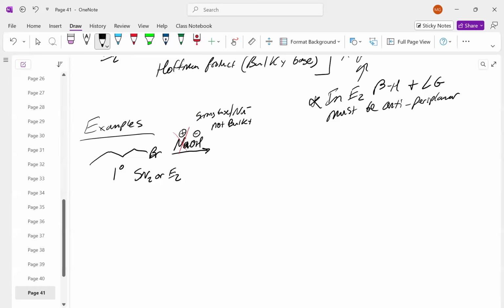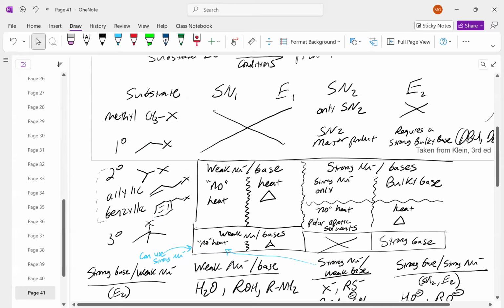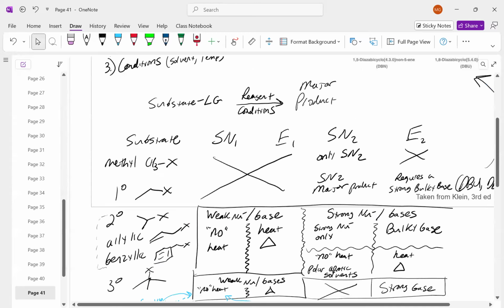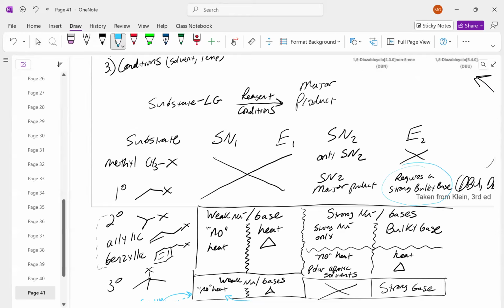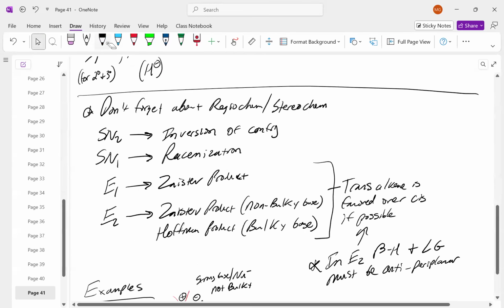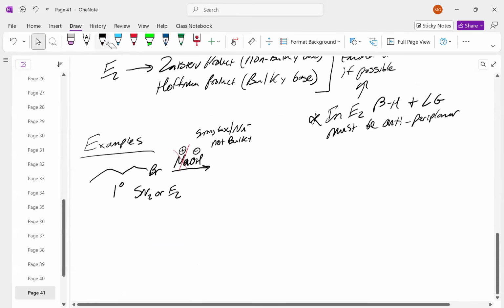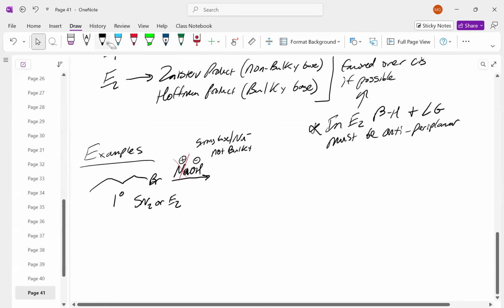So let's go up to our table here. And for something that's primary, it requires a strong bulky base. So since sodium hydroxide is strong, but it's not bulky, our major product is going to be SN2.